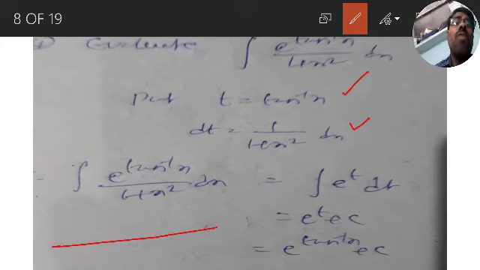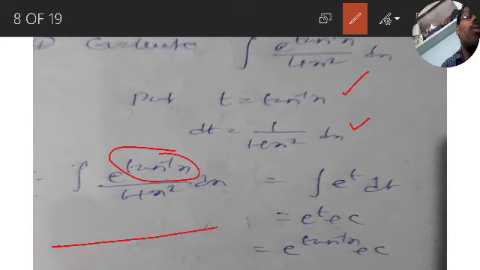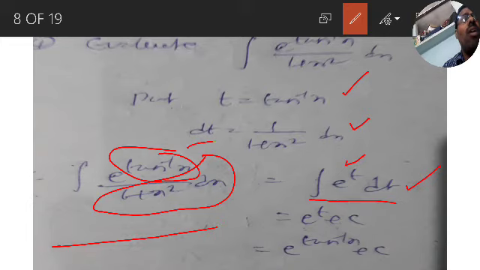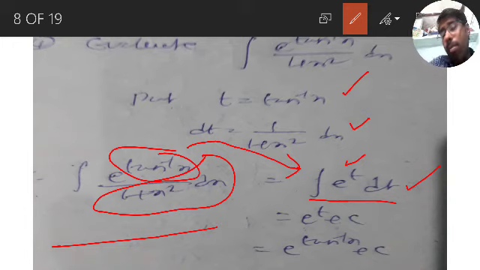Integration of e power of tan inverse x by 1 plus x square dx is equal to, what happens? In place of tan inverse x, you have to put t, that's good. In place of dx by 1 plus x square is dt, therefore it becomes integration of e power of t into dt. That is, the unknown integral is converted into a known integral. The integral which is not in standard form is converted into standard form.